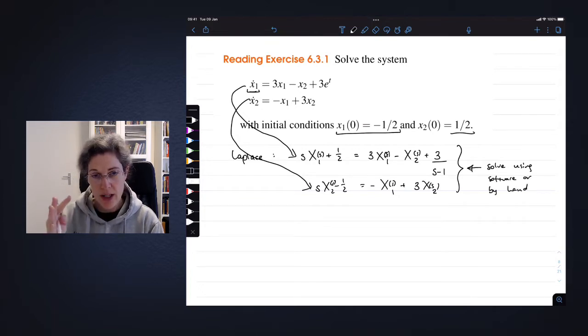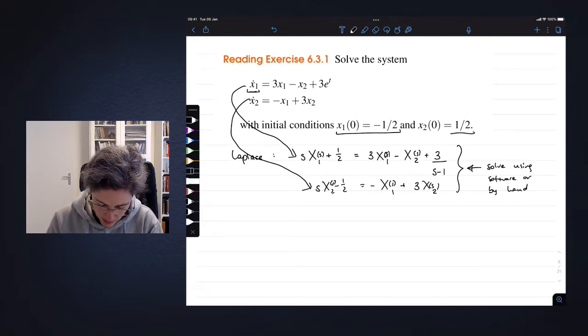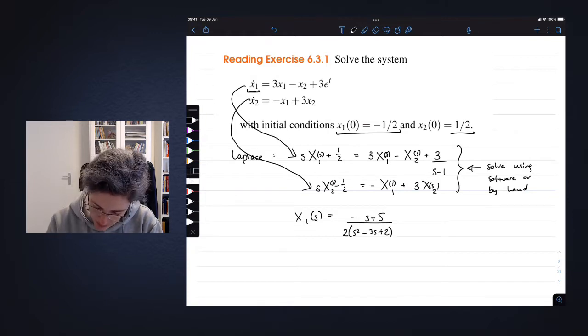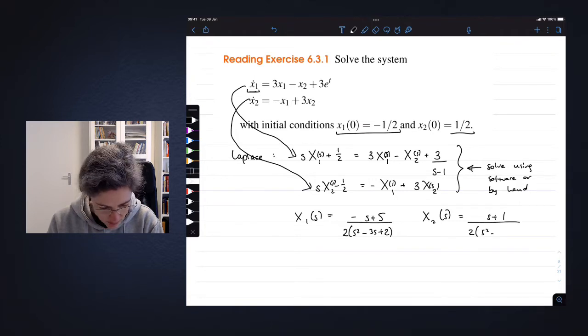So what we want to get is x1 in terms of s and x2 in terms of s, and if you do that, what you'll get is x1 is (minus s plus 5 over 2) over (s squared minus 3s plus 2), and you would get x2 is (s plus 1 over 2) over (s squared minus 3s plus 2).